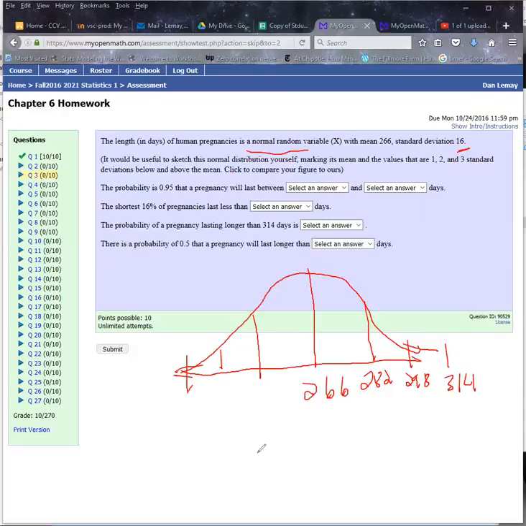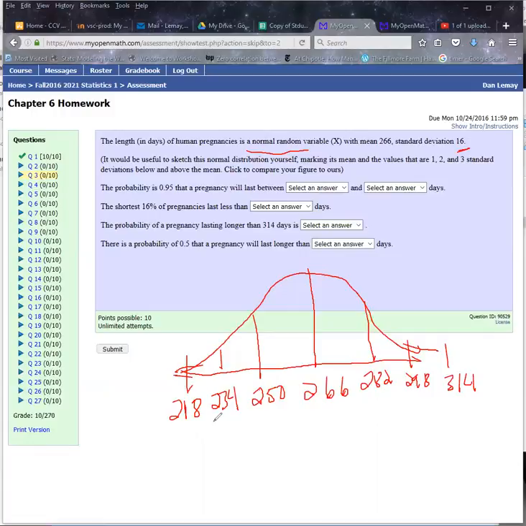And then I'm going to subtract 16 from 266. I think I can do this without a calculator. Let's see, that's 250. I'm going to subtract 16 again, which is, let's see, 10 would be 240, 6 more would make it 234. And then 16 more would be, let's see, 10 would make it 224, and then 6 more would make it 218, I believe. Let's make sure that I did that right. I don't want to do all this work and get it wrong. Yep, those are correct values.